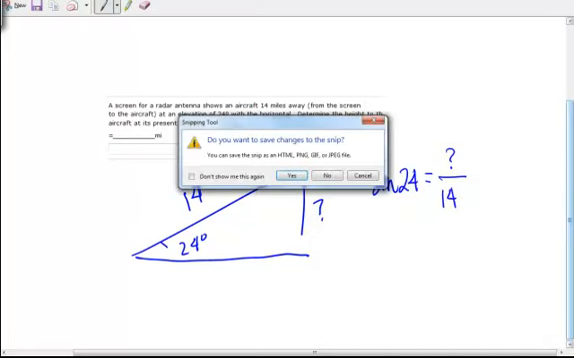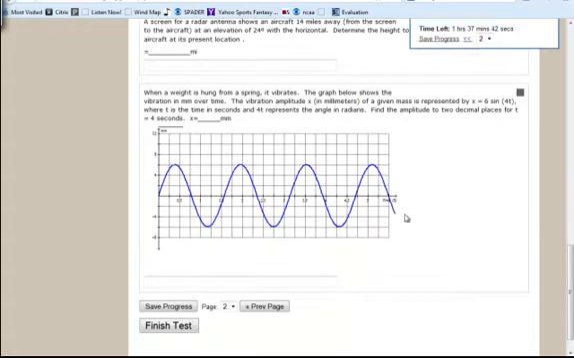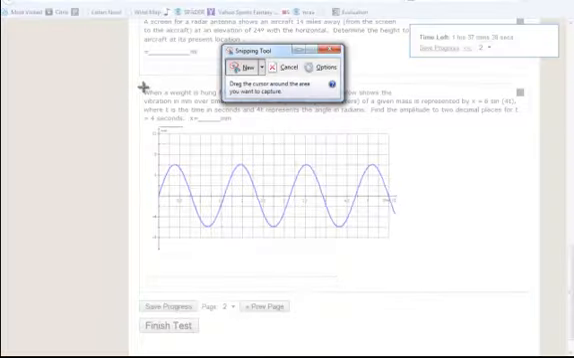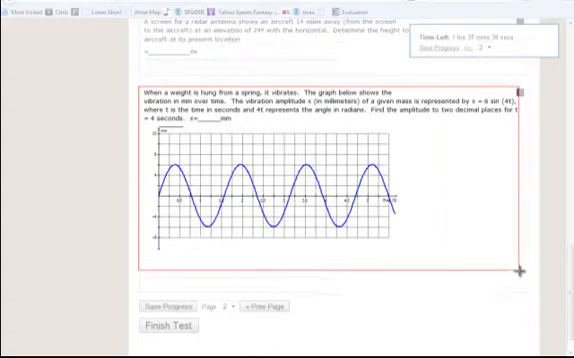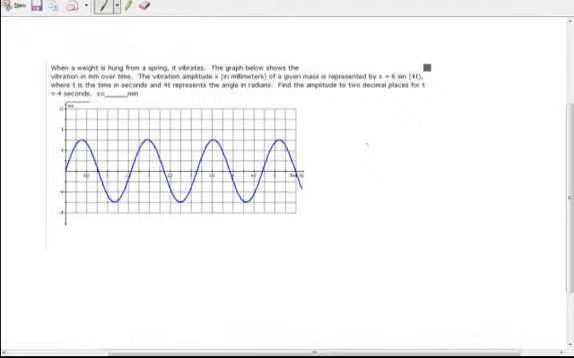Next one. This one is a lot easier than it looks like, and the thing is, if you let numbers fool around with your brain, you will get yourself into trouble. You don't need to do, well, there's a couple ways to do it. The first way to do it is to just see where is it at 4 seconds. If you notice it's below, so it's going to be negative something or another.